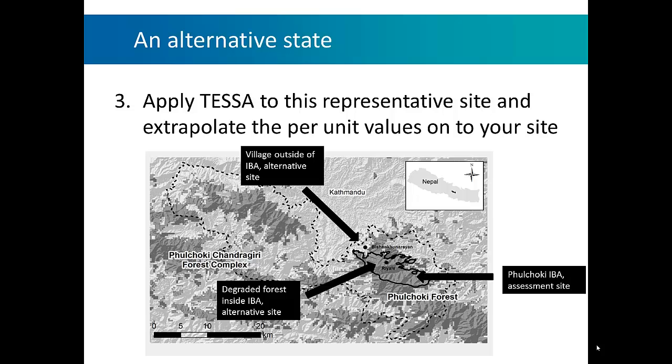So this is an example from that site in Nepal where the black boundary shows the boundary of Phulchoki forest, which is a community forest. That's our current state, which is also an important bird and biodiversity area. To look at the alternative, which was a combination of degraded forest and agriculture, we undertook surveys outside of the IBA in a location that had already been converted to agriculture, but also at a small area within the IBA, but where there was a lot more degraded forest than in other areas. So that's where the measurements were taken and then extrapolated back up to the land cover areas that were shown on the pie charts a couple of slides ago.